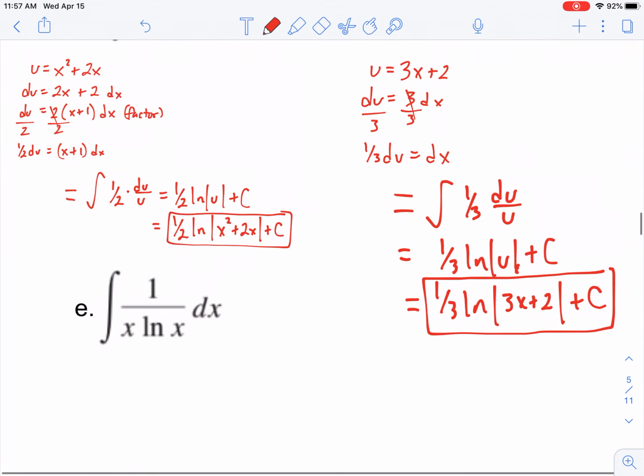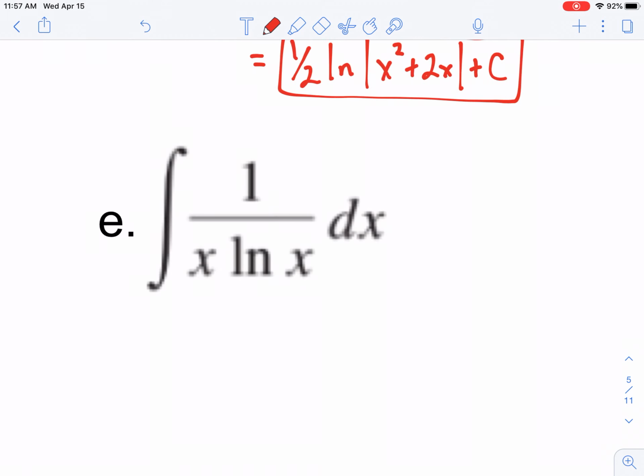Let's look at example E here. So now, your u here, you might think you're going to set u equal to the entire denominator, x ln x, but then when you do du, you'd have to use a product rule, and that would get way too messy, and you're going to have a lot of extra stuff in your du that you don't need to account for in your original integral.